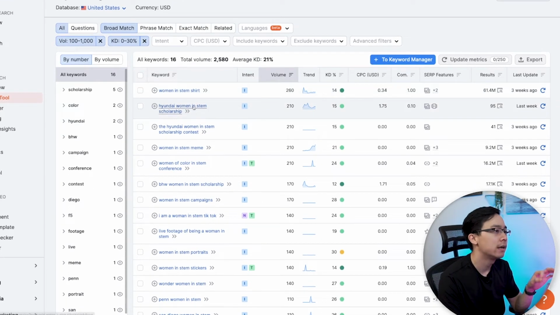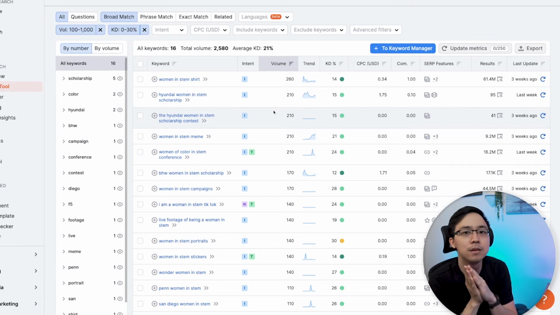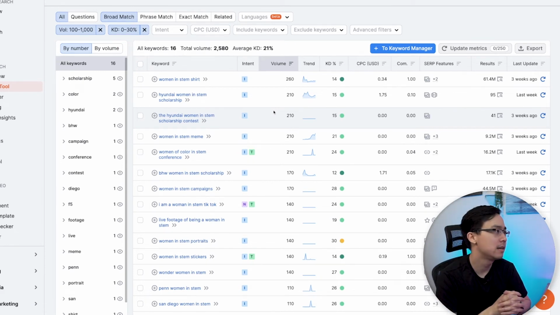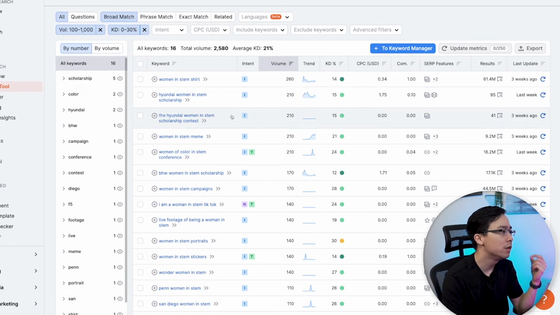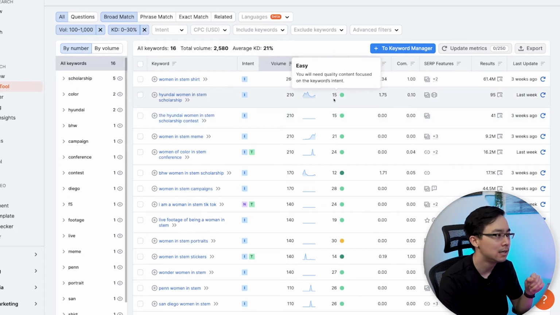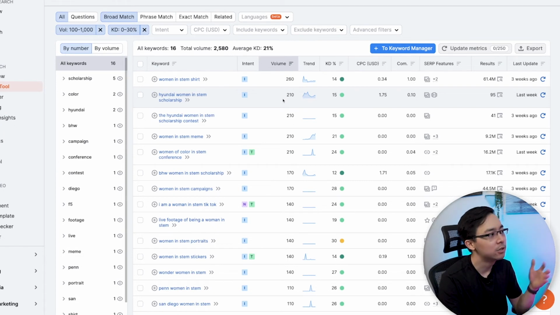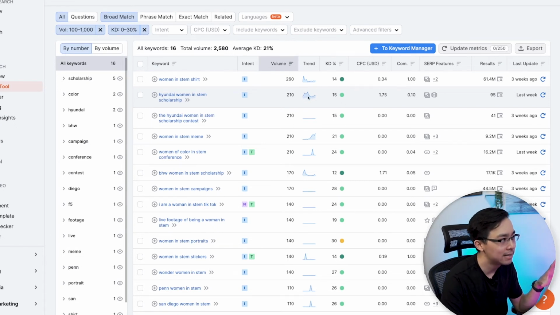And this is where you're gonna want to start to cherry pick some of these things and then brainstorm how you might be able to create valuable content around these phrases. So in this situation, for example, what you can see is that the Hyundai Women in STEM Scholarship is a really easy keyword to rank for. It gets about 210 monthly searches, and you can see how for the most part, it's steady throughout the year.